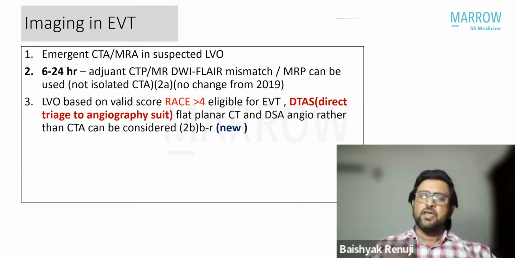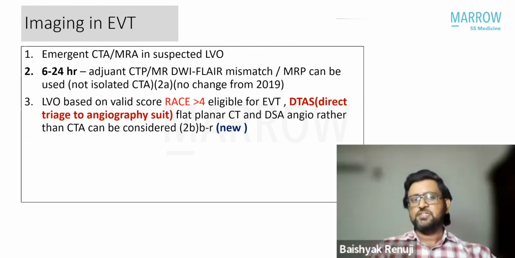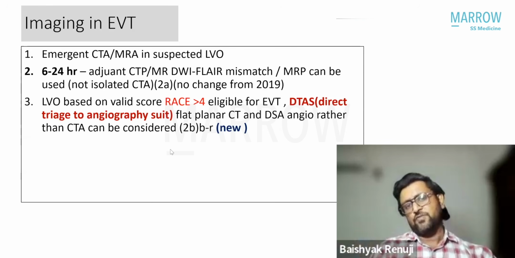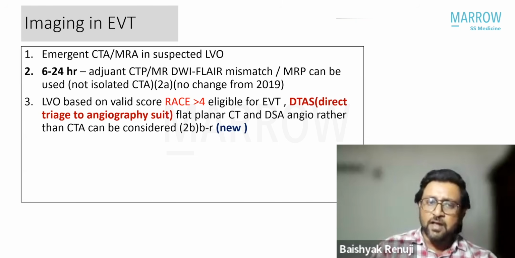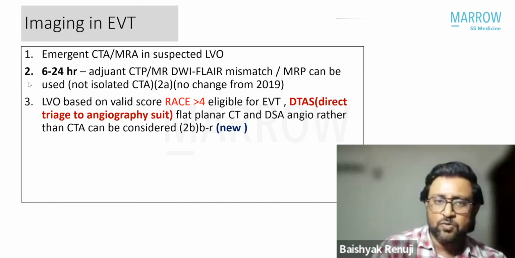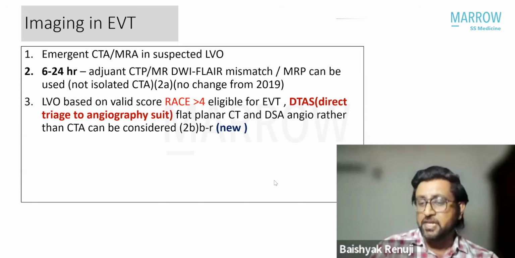Imaging in EVT, again, almost the same. CT angio within 6 hours, more than 6 hours MRI or perfusion images required. The new change is direct triage to the angiographic suite. For a RACE score more than 4 with LVO, you can directly shift to the angiographic suite, take a plain CT, lie them there, and take them for DSA. That can be considered a major thing. That is the only change which has happened in imaging in EVT.